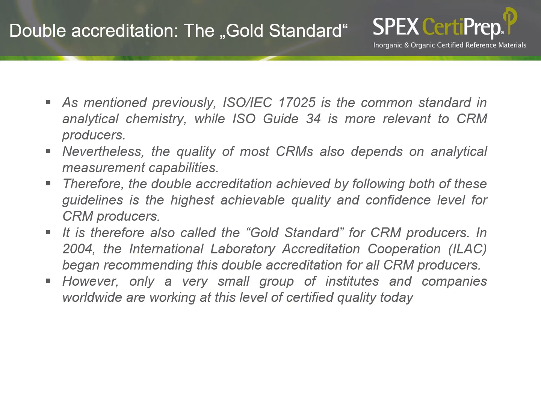Students, let's move to the double accreditation or the gold standard. As mentioned previously, ISO 17025 is a common standard in analytical chemistry, while ISO Guide 34 is more for CRM producers. So the quality of the CRM depends on the analytical measurement capability. The double accreditation is achievable by following both of these guidelines, which is the highest achievable quality and confidence level for CRM producers, and this is called the gold standard for CRM producers.